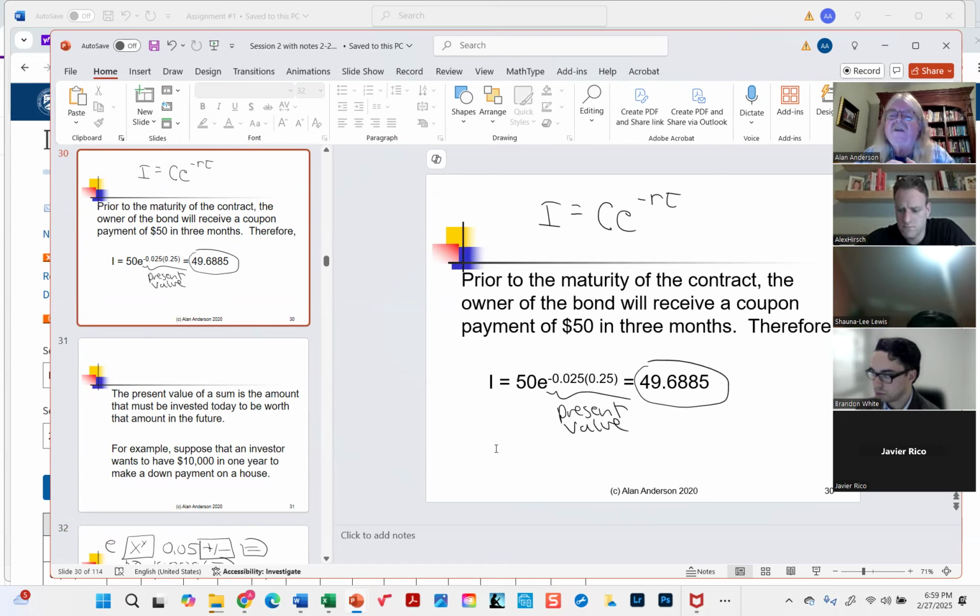See if you can come up with 49.6885 as the present value of $50, given it's a quarter of a year, 3 months, and the interest rate is 2.5%. And of course, the interest rates are always expressed as a decimal. So you've got negative, because it's a present value, 0.025 times 0.25, which represents 3 months. All right, so you do that correctly and then multiply it by 50, you'll end up with the number you're seeing right there.